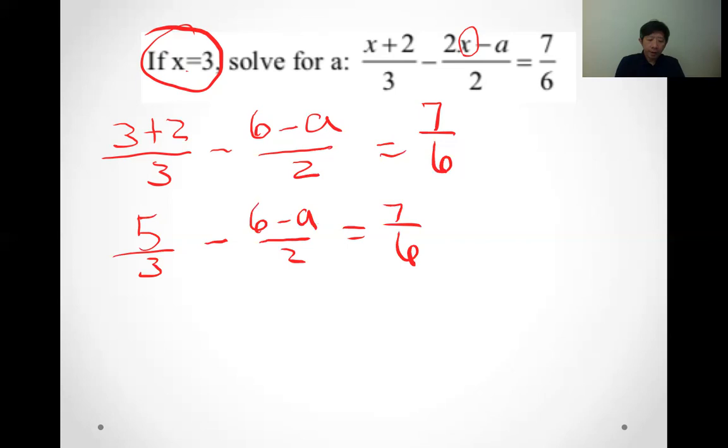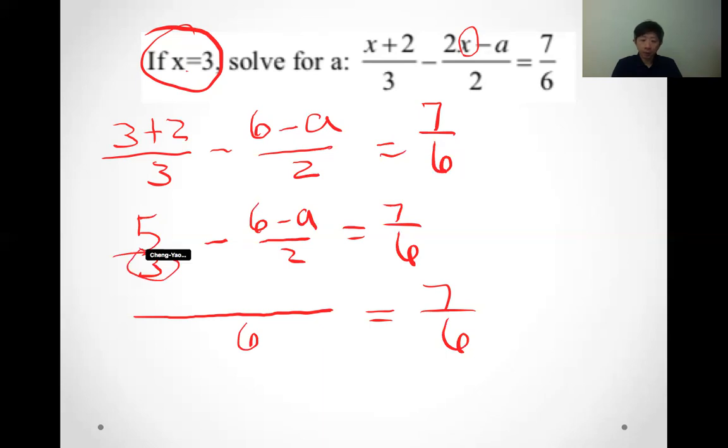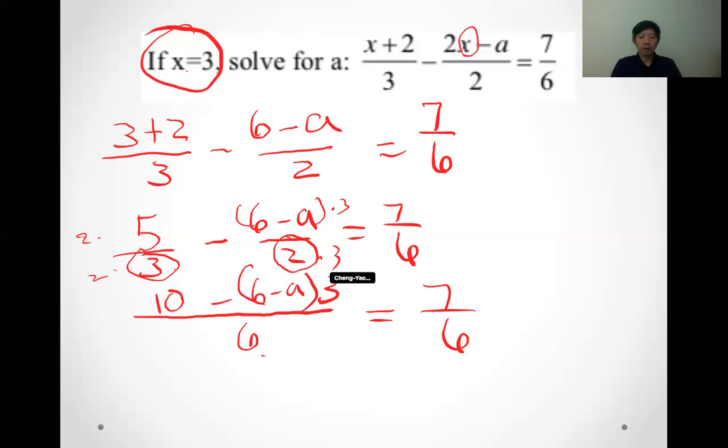Now, I want to find the same common denominator, like the problem we did before, right? So therefore, here is a 6, 7 over 6, all common denominator, right? So you want to change this into the denominator 6, how many do you have to times? You times 2 for this. Now you have to times 2 for this. So 2 times 5, which is equal to 10, right? Now you want to make it a 6, you times 3, and you got to times 3 for this, right? So you have 6 minus a times 3 for this.